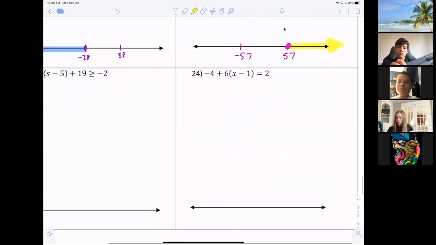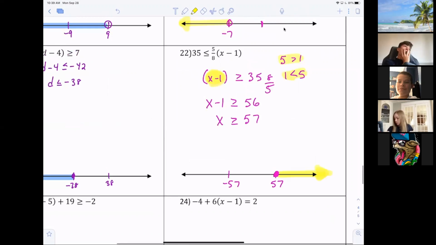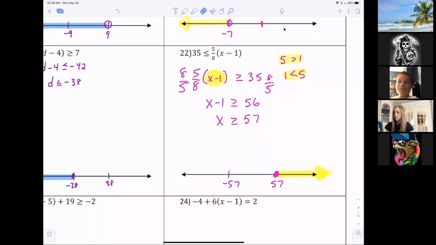All right, so here we go. I did move 5/8, but this is where I was saying you have to pay attention, Alden. There was a 5/8 over here, then I put 8/5 over here, and I was saying, what did I do to the 5/8 and the 8/5? They do what to each other? That's why I did that.